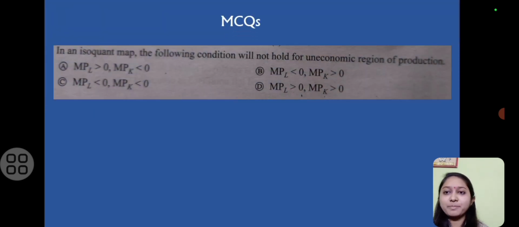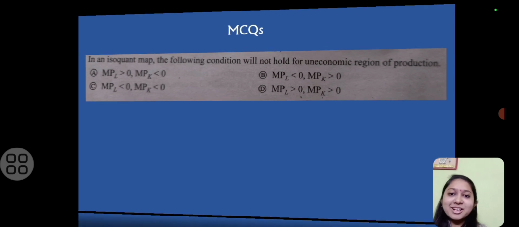In an isoquant map, which of the following conditions will not hold for the uneconomic region? Will not hold for uneconomic region implies that which will hold for economic region. So for the economic region, it is a zone of substitution where both marginal productivity of labor and capital are positive. So here I come to the end of the session.